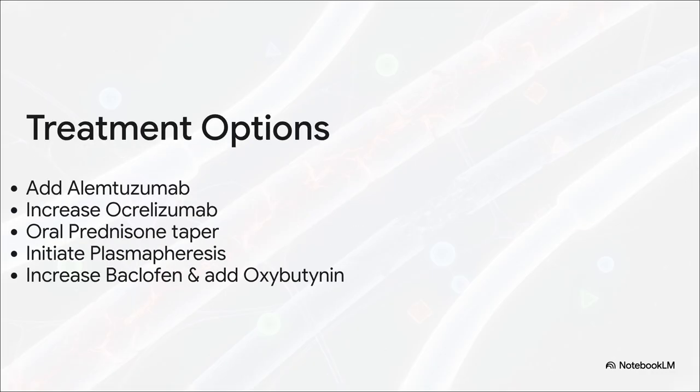Under actual exam conditions, facing these highly competitive options, you have to forcefully separate acute rescue from chronic maintenance. So what's the next step? Do you add a second biologic like alemtuzumab, increase the dose of ocrelizumab, maybe transition to an oral prednisone taper, initiate plasmapheresis, or do you increase baclofen and add oxybutynin? You must recognize the failure of the initial intervention and identify the exact next acute therapeutic tier.